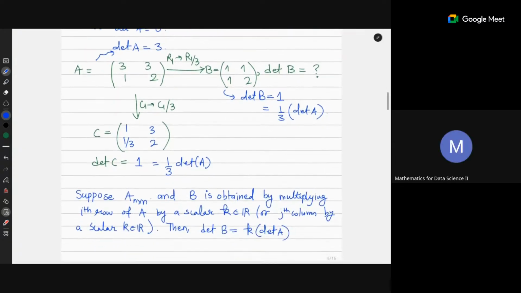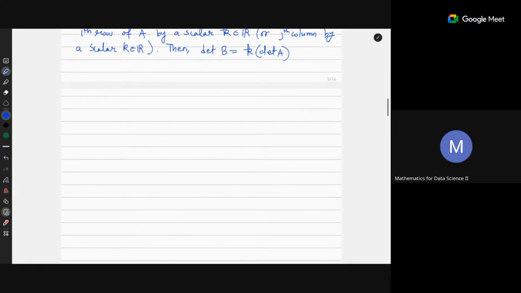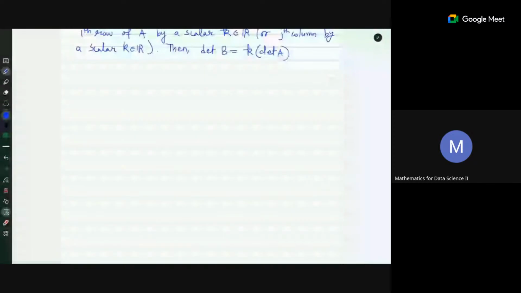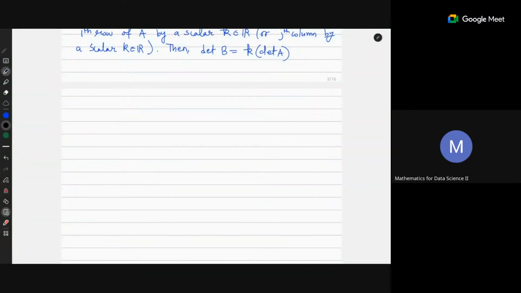Right. So okay. Now let's write down other properties as well. Yes. So this is one of the crucial properties. The determinant of a product is the product of determinants.